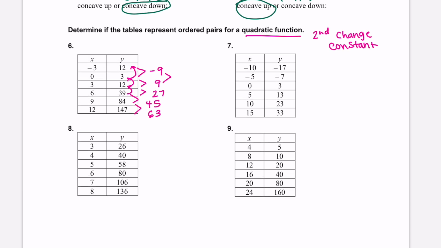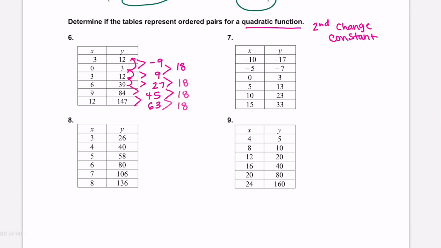Now for the second change, we're going to do that again. 9 minus -9 is 18. 27 minus 9 is 18. 45 minus 27 is 18. 63 minus 45 is 18. Since this is constant, this is a quadratic.